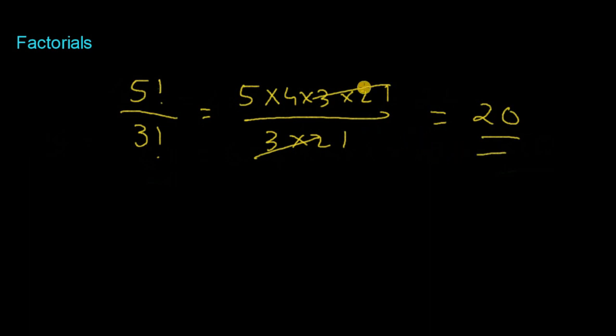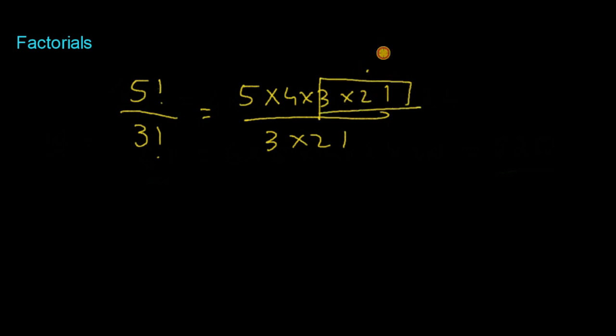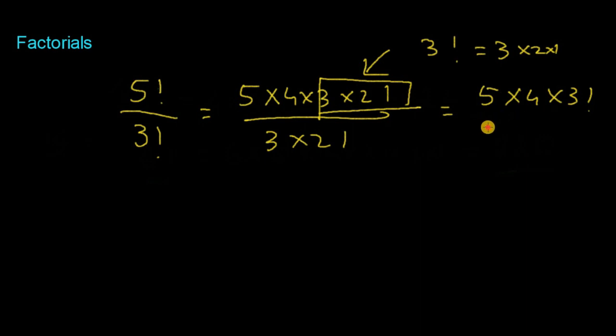Now there's another way of looking at this problem. You see that 3 into 2 into 1, this part over here, is the same as 3 factorial, right? 3 factorial is 3 into 2 into 1. So instead of writing it this way, what we can do here is 5 into 4 into 3 factorial. So we just stop it there. In the denominator we have 3 factorial, so these get cancelled and 5 fours are 20. You'll save a lot of time writing these extra numbers.